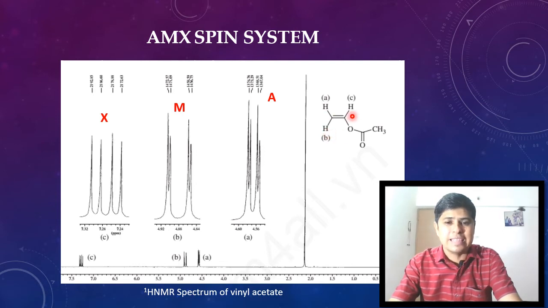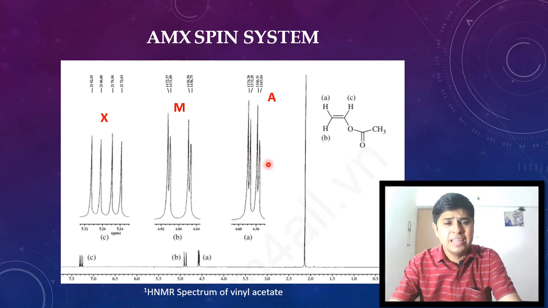Proton A has a geminal coupling partner, and it has HC as a vicinal coupling partner. So proton A has two different neighbors, one geminal neighbor and one vicinal neighbor. Hence proton A should give a doublet with respect to HB and a doublet with respect to HC. So we get a doublet of doublet for proton A.